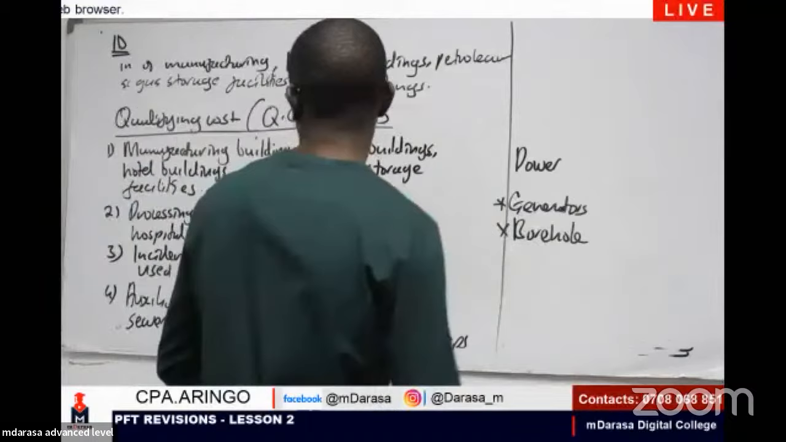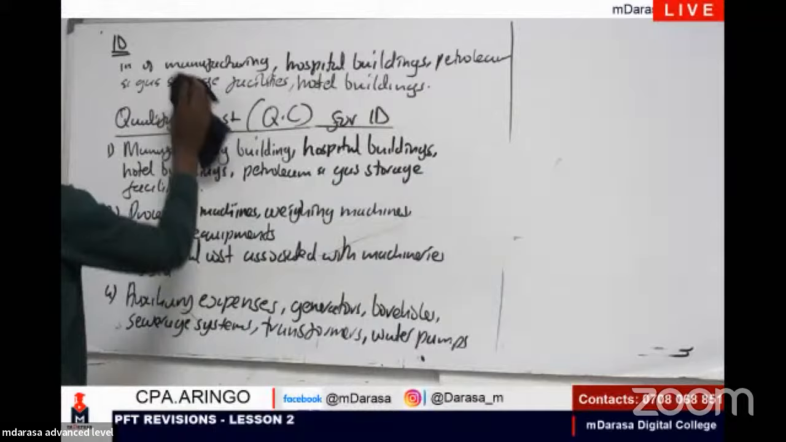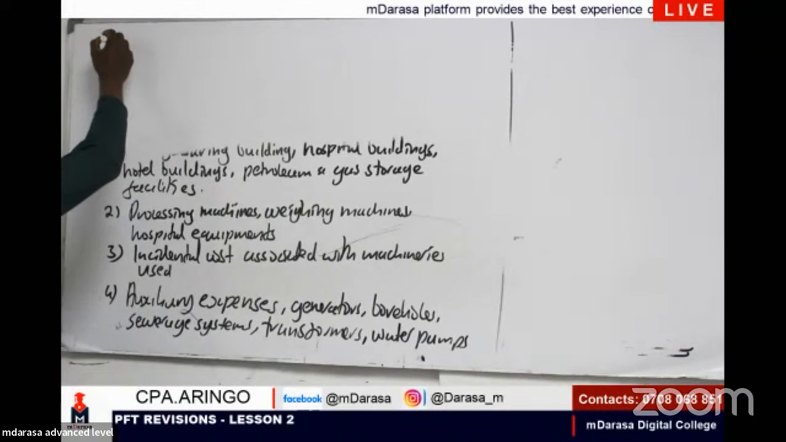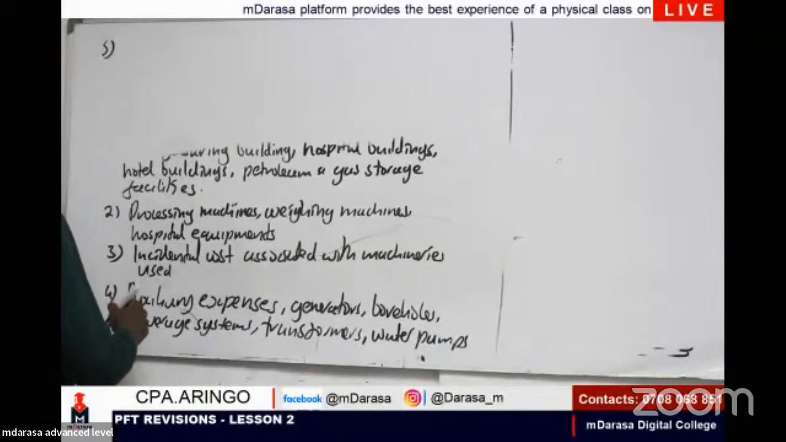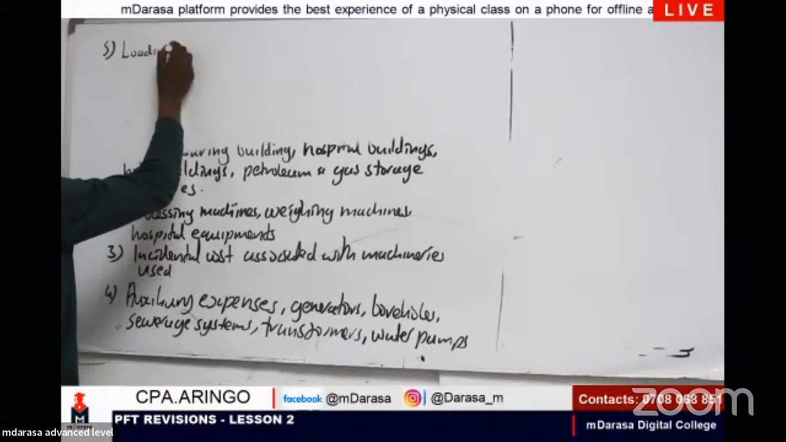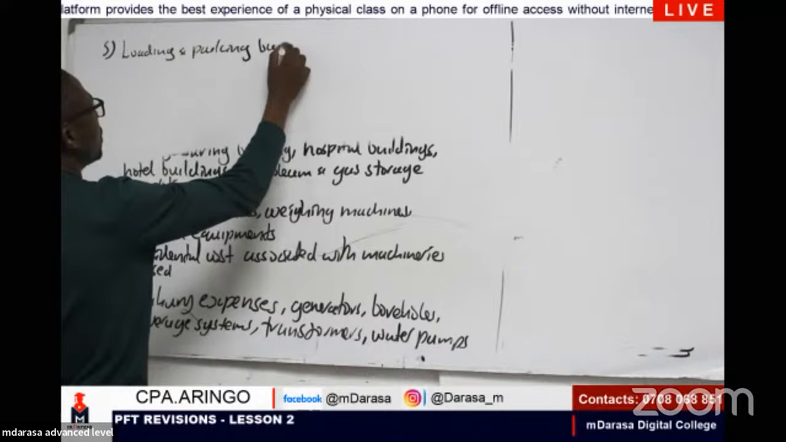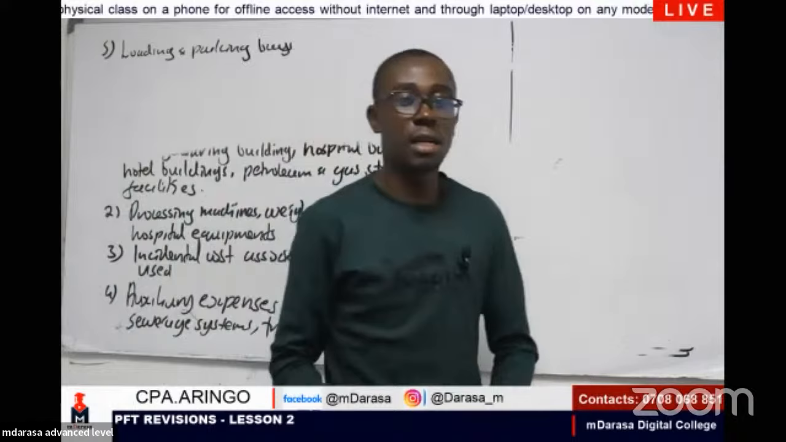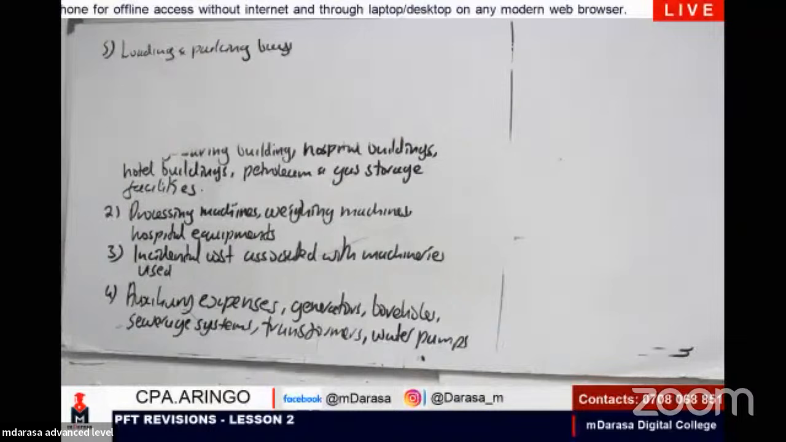That should also take us to this other item: some of the civil works in a manufacturing area, such as loading and parking bays. Loading bay is always in a manufacturing area, but if the parking bay is within our manufacturing environment, then it is going to qualify for ID. Talk about loading and parking bays.